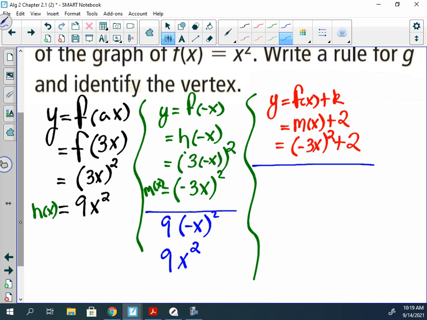Now, if we did it with the 9x squared, we'd have 9x squared plus 2. Because really, we're just adding 2 to the end, yes? And I think that's the last problem on there, isn't it? Okay.